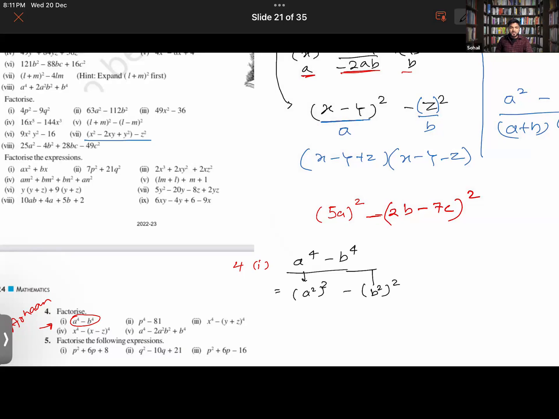Alright, now what is this? This is in the format of a square minus b square. So further I can write it like this, a square minus b square format. So I can write it like this, a plus b into a minus b. So thereby a square minus b square into a square plus b square.